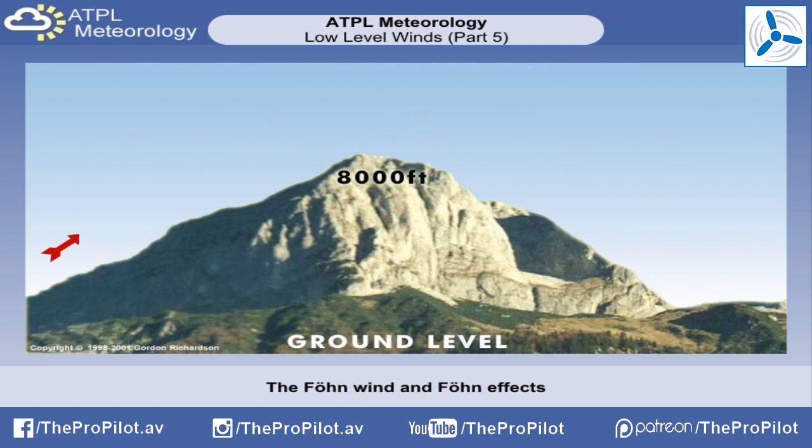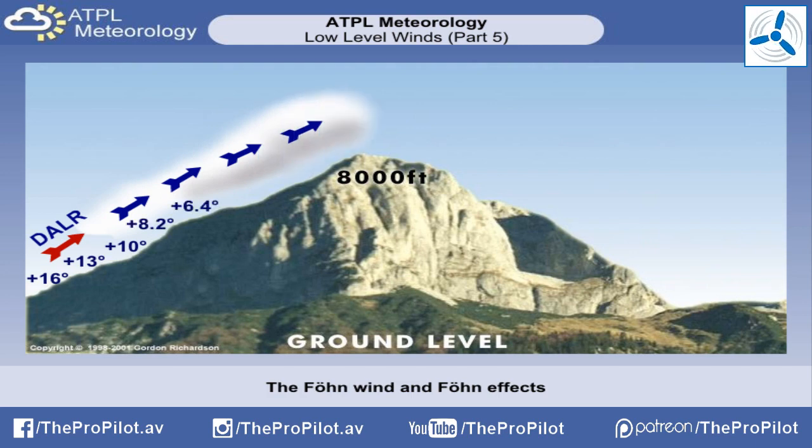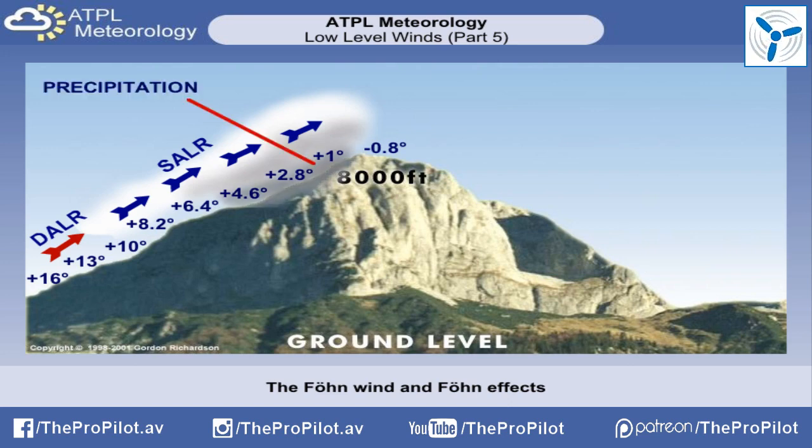As air is forced over a mountain, it will cool at the dry adiabatic lapse rate of 3 degrees per 1,000 feet until it forms cloud. From then on, if forced ascent continues, it cools at the SALR. There may be precipitation produced on the windward slope, which reduces the water content of the air mass.